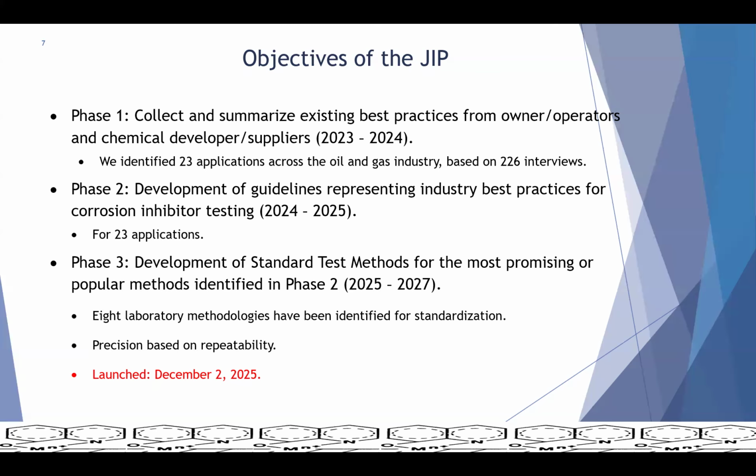To develop ASTM level standard test methods, we need to develop precision based on repeatability and reproducibility. And phase 3 will complete by publishing the repeatability statement. And then we'll talk about how we will develop reproducibility statement as required by ASTM.